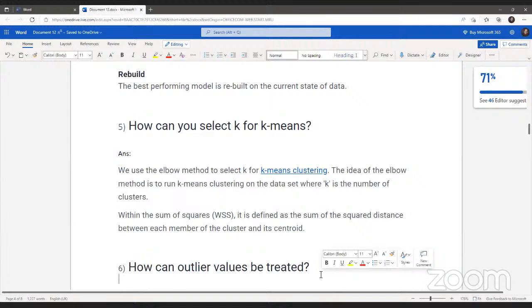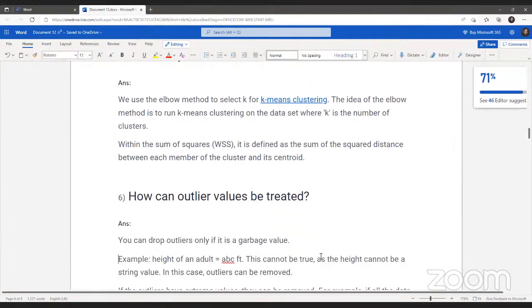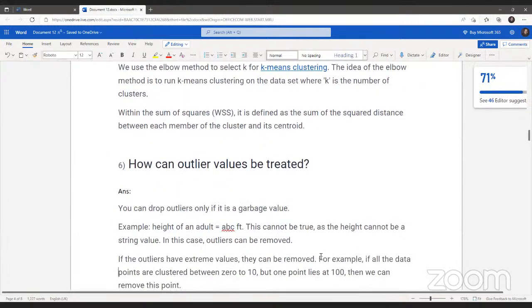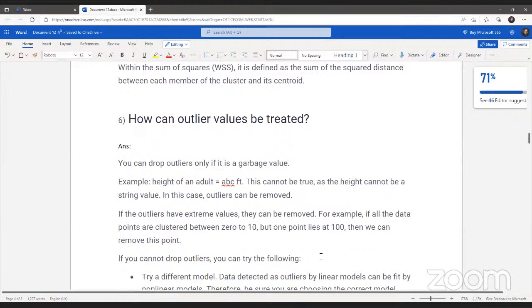Now, as we look into this, how can an outlier be treated? You can drop outliers if it is a garbage value. For example, suppose you are taking the height of an adult, which is given as some string value in feet. This cannot be true, as height cannot be a string value, right? So in that case, outliers can be dropped. If the outliers have extreme values, they can be removed. For example, if all the data points are clustered between 0 to 100, but one point lies far beyond, then we can remove that point.